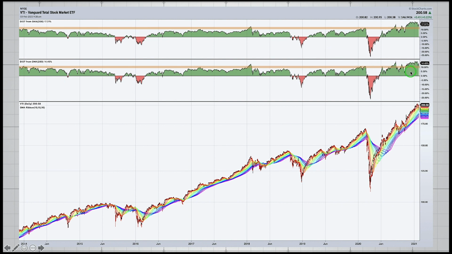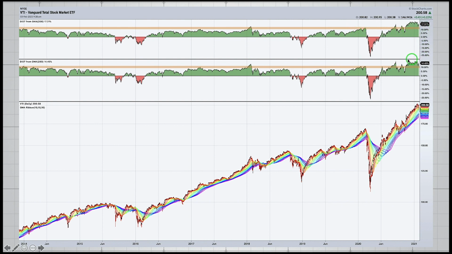And when I look at this chart, we are stretched off the 200. This is a moving average ribbon. We can see that the ribbon is quite wide, something that we haven't seen in quite some time. It has been that way for a while. We saw a little bit of compression towards the end of last year, but we're back to a pretty wide ribbon here. And we are quite high above the 200s, both the simple and the exponential on VTI.